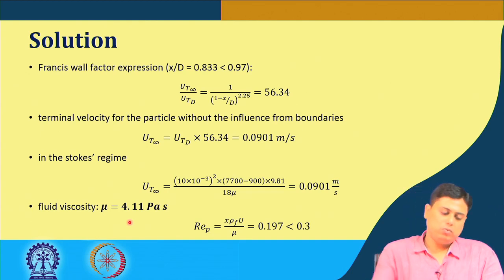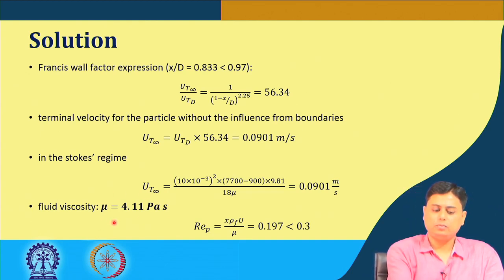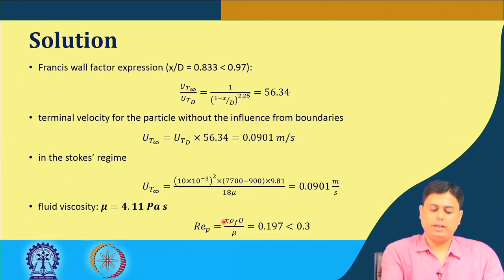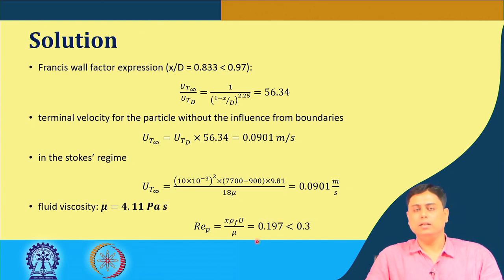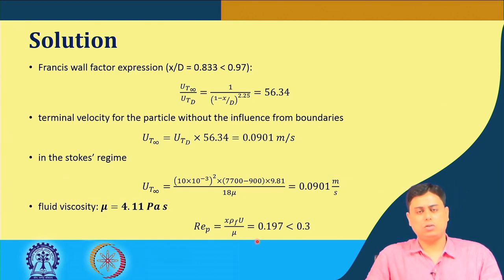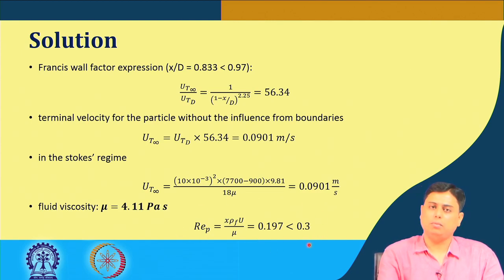Okay. So once we have calculated the mu, we put it back in the particle Reynolds number expression, because here x is known, rho f is known, ut is known, and the mu. Once we have it here, we see that this value is indeed less than 0.3. So when we assume that it is happening in the Stokes law regime, that assumption is justified or valid. So this verification is an important step.